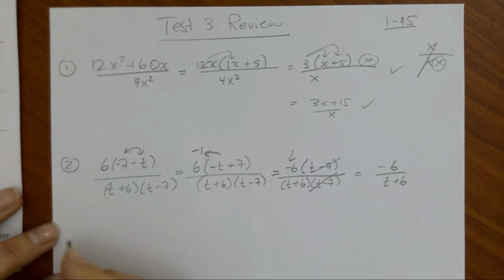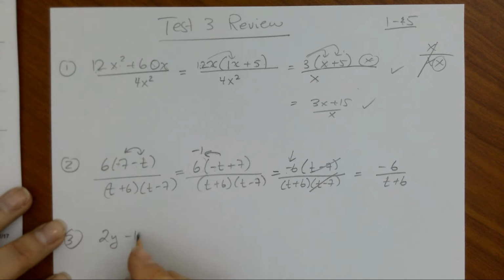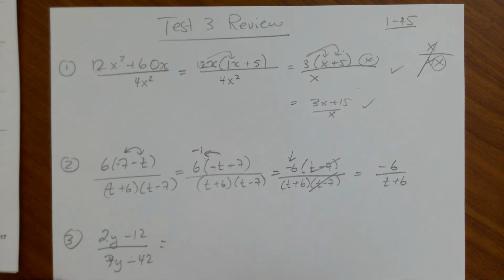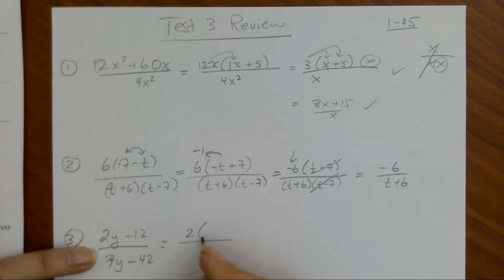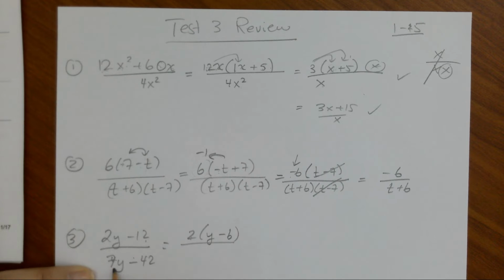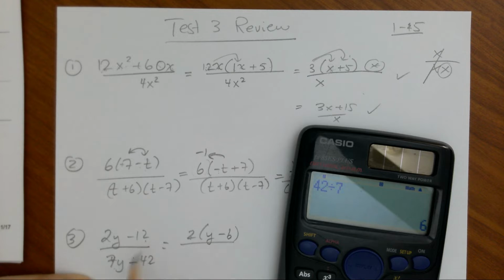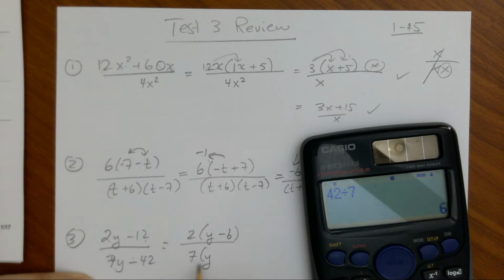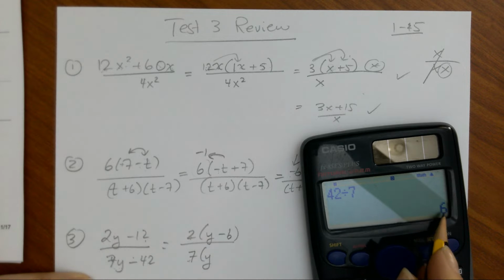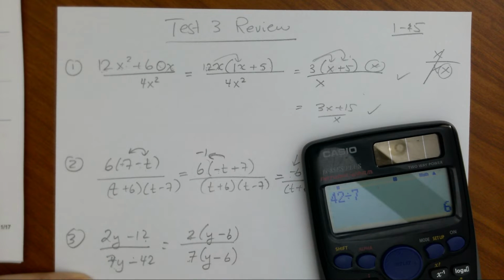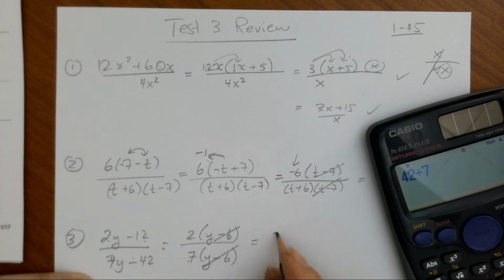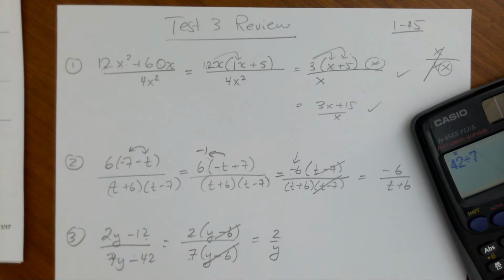Okay, let's look at question 3. So it says, write it in lowest terms. So first I'm going to take out a 2 out of the top, because I'm going to take 2 out of both of them. So 2 times y is 2y, and 2 times 6 is 12. And this, I'll check to see if I can take a 7 out of the 42. Yep, so I can take a 7. So 7 times y is 7y, and 7 times 6 is 42. Oh, look, same over same.